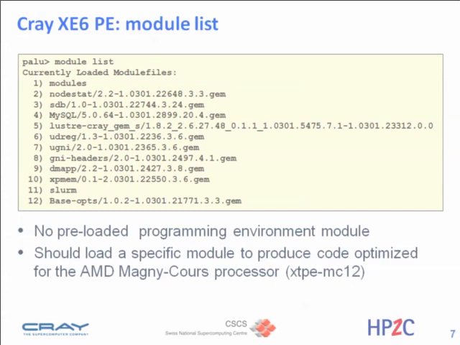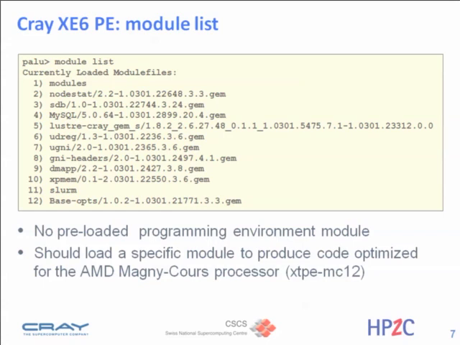in this machine there is no preloaded programming environment. So when you want to compile, at least this was the case some months ago, we can check now. Here's the situation today. But if you want to compile, you need first to load the compiler module. If you want to optimize the code for the processor that's available on this machine, which is the Magny-Cours, you need to load the proper module.